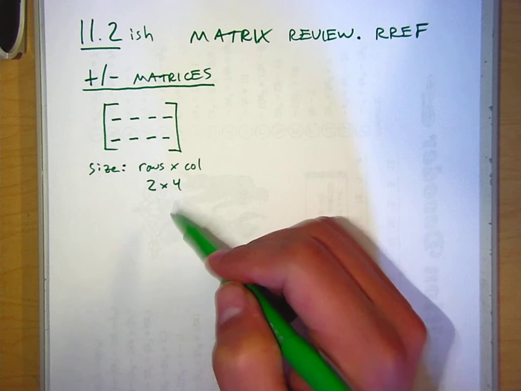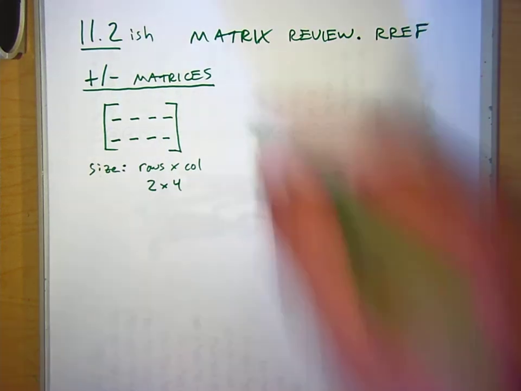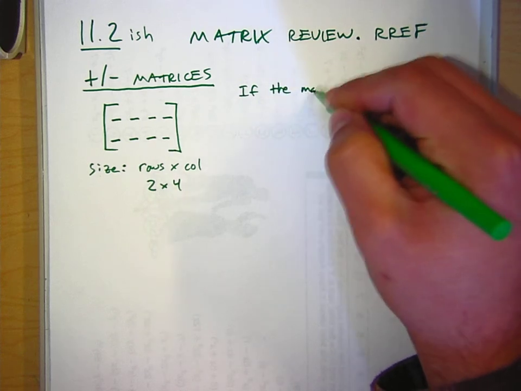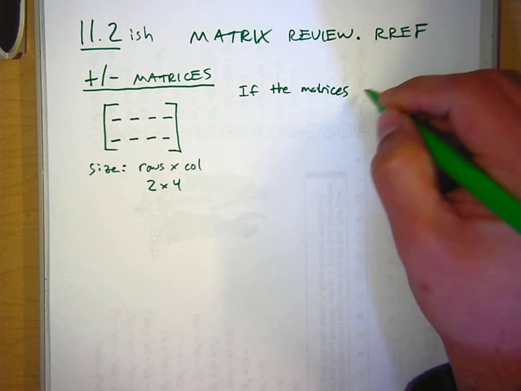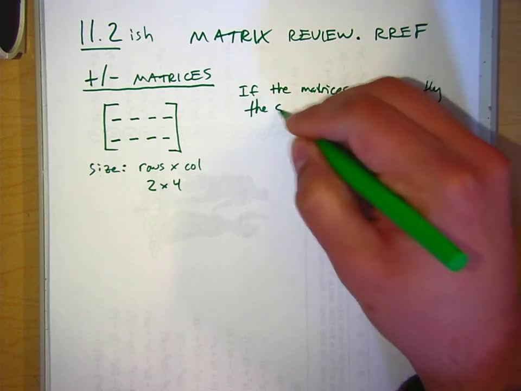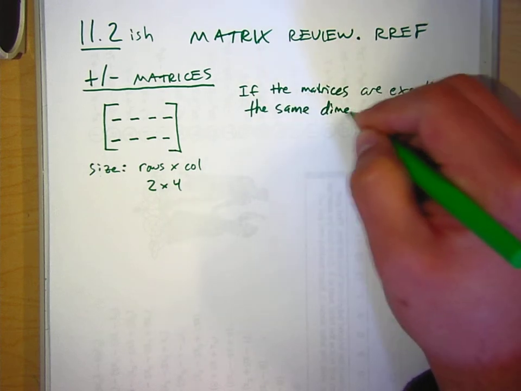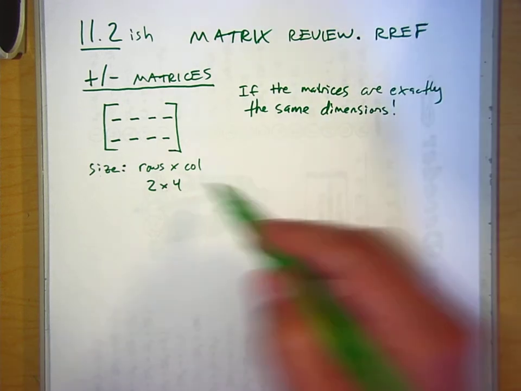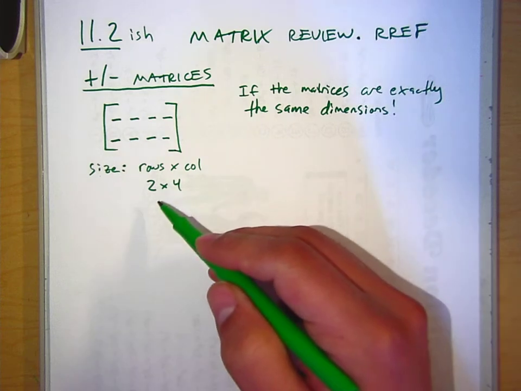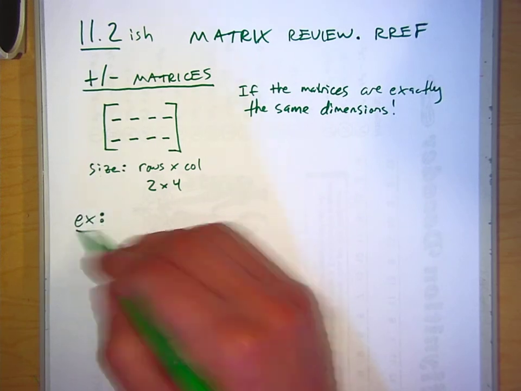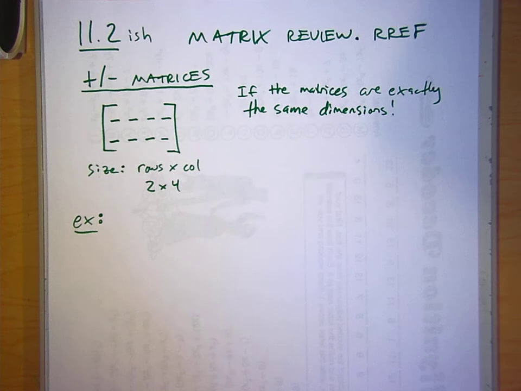Rows by columns? Okay. Adding and subtracting matrices only work if the matrices are exactly the same dimensions. So for example, if I had a 2 by 4 matrix, I would not be able to add or subtract anything else but a 2 by 4 with that. Okay? If you ever see a problem where you're adding 2 different matrices that are different sizes or different dimensions, you would just write down not possible. Okay?